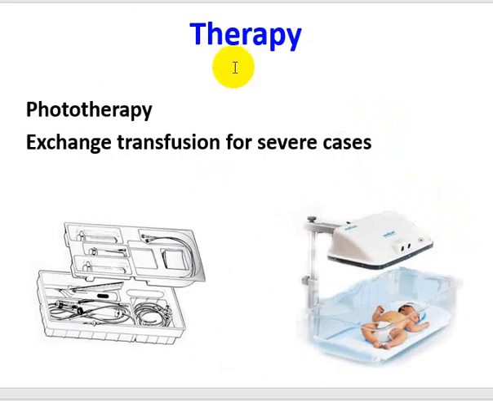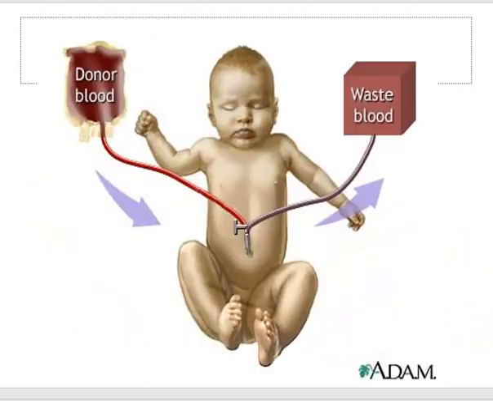There are 2 ways of treatment according to the level and the assessment of the condition, either phototherapy or exchange transfusion. This is the set for photo, this is the set for exchange transfusion. This is a picture of photo, this is the baby, this is phototherapy. This is a picture of exchange transfusion, this is umbilical catheterization, this is donor blood, and this is blood which was withdrawn from the baby.